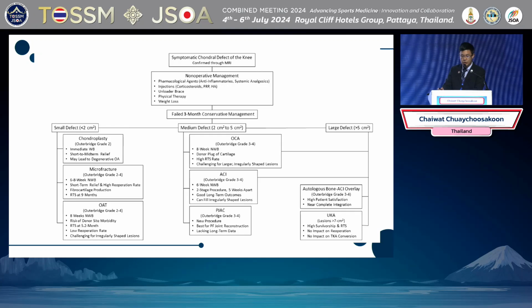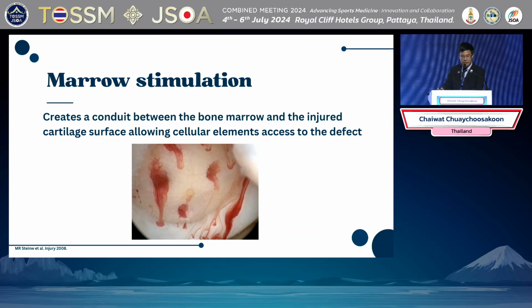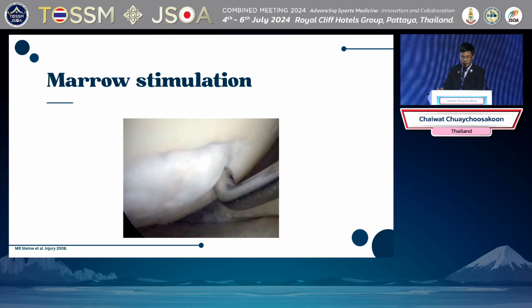This algorithm shows the treatment options for the osteochondral lesion. First, I will start with marrow stimulation. Marrow stimulation is the penetration of the subchondral bone plate, which creates a conduit between the bone marrow and the injured cartilage surface, allowing cellular elements access to the defect. This slide shows the healing cartilage. You can see that the cartilage is not hyaline cartilage.